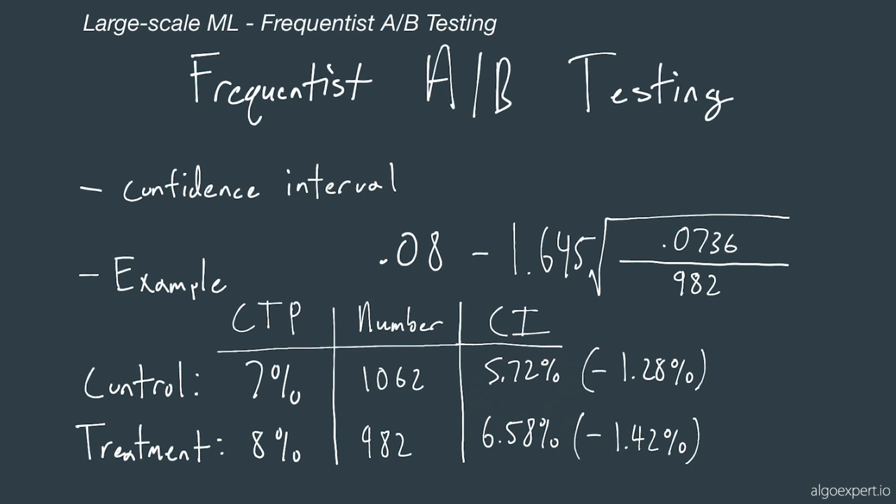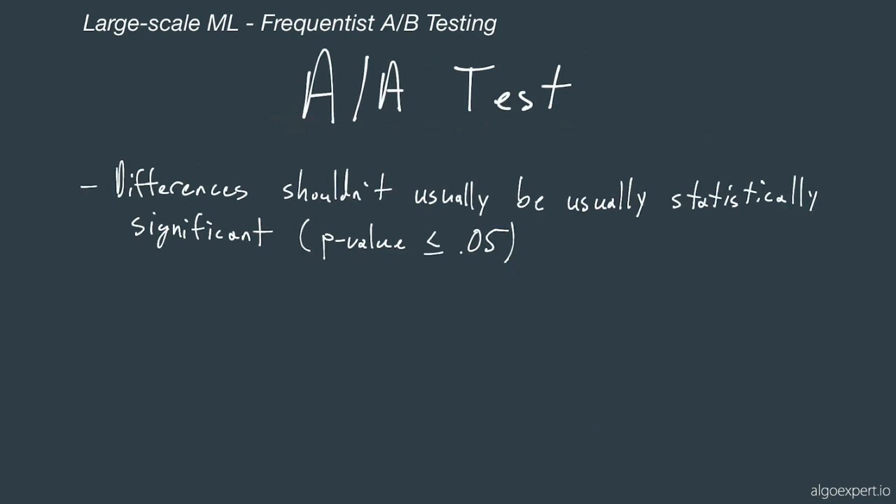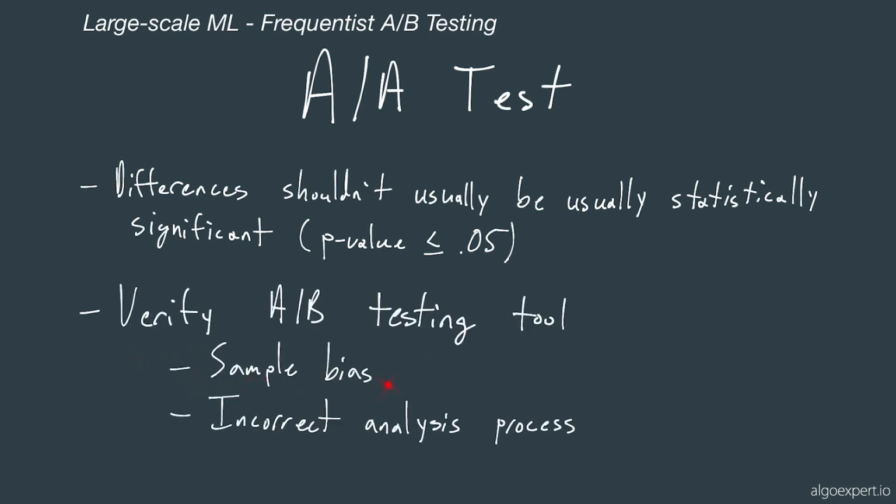Alright, so beyond the A-B testing, we can actually have an AA test. This is when you have a control and a treatment group, but they both receive the same experience. This is a great way to test your A-B testing framework because there shouldn't be statistically significant differences between the two groups. That means this can potentially help verify your A-B testing tool by checking for sample bias.